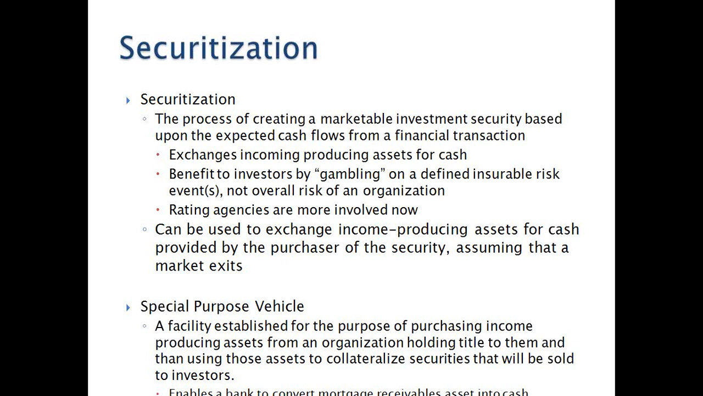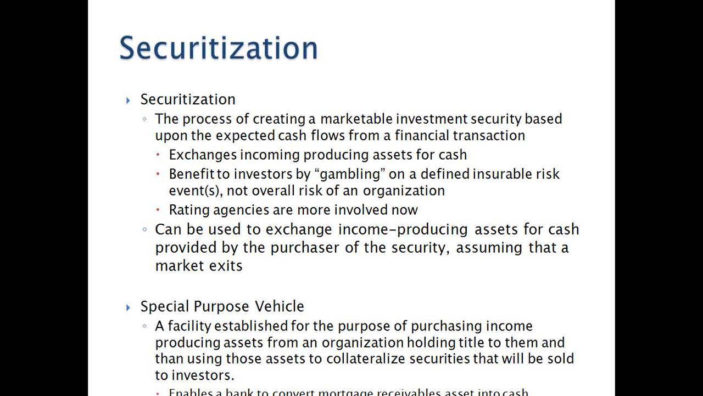So when they talk, whereas before they probably, are these AAA rated? What's the risk essentially is what the credit ratings are basically saying. And then it can be used to exchange income-producing assets for cash, provided the purchaser of the security, and assuming that a market exists. So if you think about it, there wasn't really a market for securitizing probably mortgages 10, 15 years ago. Now you can pretty much almost securitize anything that you can have some type of way to do that.